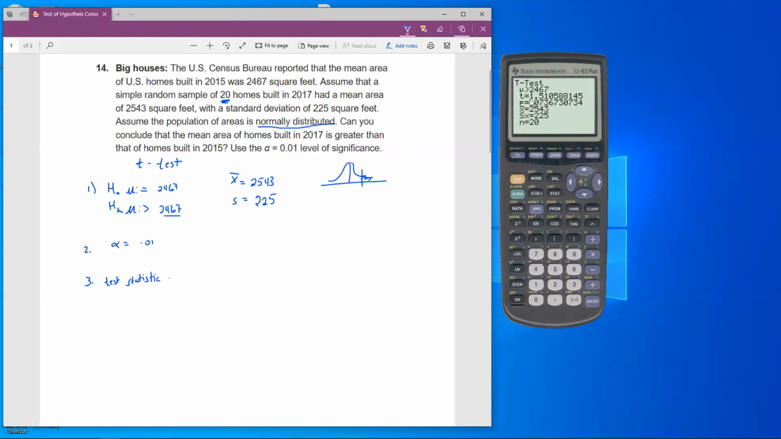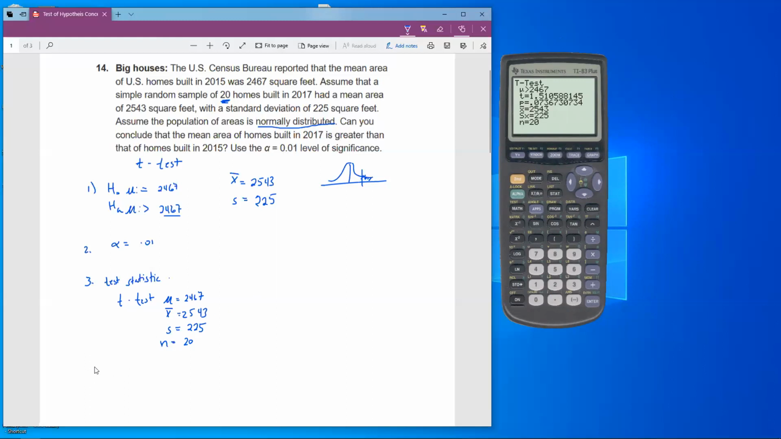So notice mu greater than 2467. Well, here's our t, here's our p-value. So for our test statistic, what did we do? We did a t-test. We said mu was equal to 2467. We said X bar was equal to 2543. We said our standard deviation was 225, and we said our N was equal to 20 here. So that's the pertinent information that we used for our t-test, and then we got our p-value.